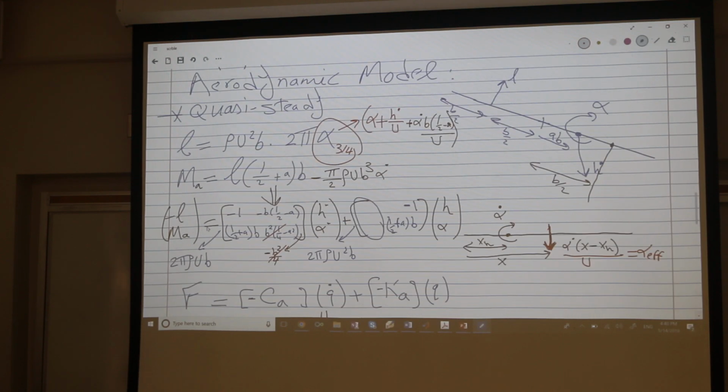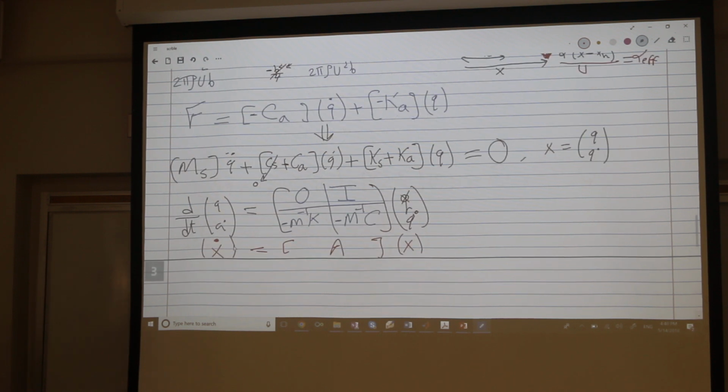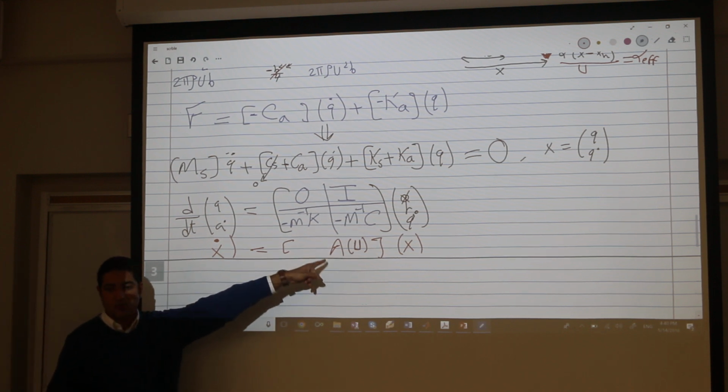Here is the lift and moment representation. Again, this is A. AB is the location of the shear center, so it's given. A is given, and everything is given. Rho is given. B is the geometry of the thing. U, we have the speed. So this A is a function of the speed U, the travel speed of the airfoil. Okay? Can you tell me when this system is stable and when it's unstable?